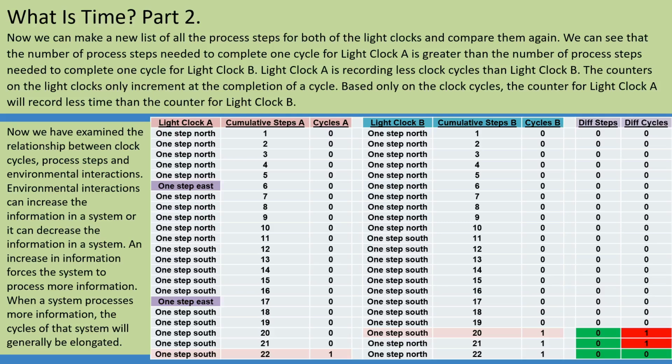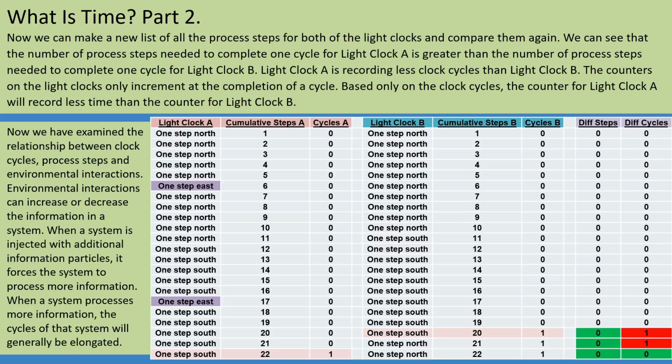for light clock B. And if we take a look at the chart, we have light clock A and light clock B, and we have all the steps for light clock A and all the steps for light clock B. What's important to notice at this point is that it takes light clock B 20 steps to complete one clock cycle, and it takes light clock A 22 steps to complete one clock cycle. Light clock A is running slow compared to light clock B. And we see that there's a difference in the number of cycles produced by light clock A and light clock B, and this difference will accumulate over time.